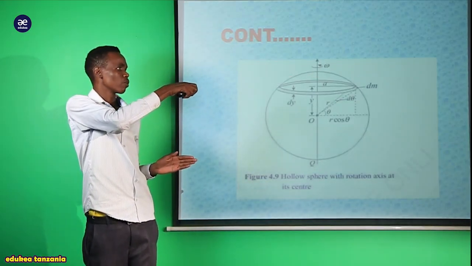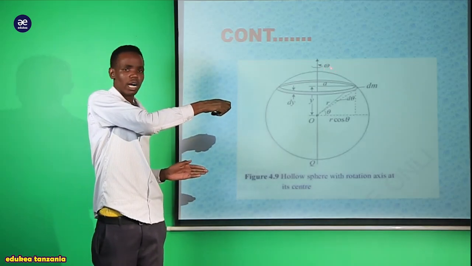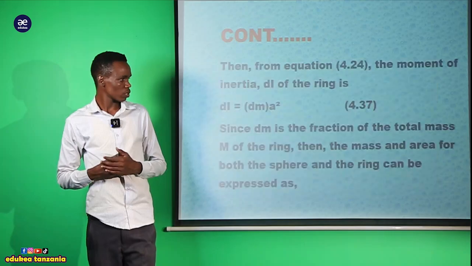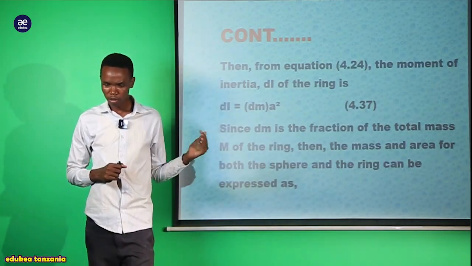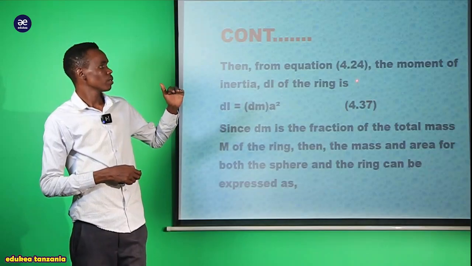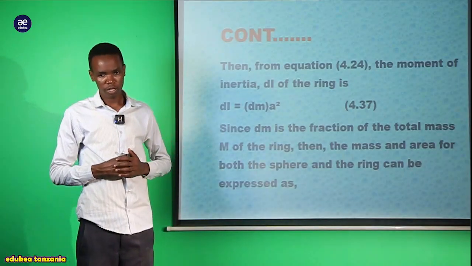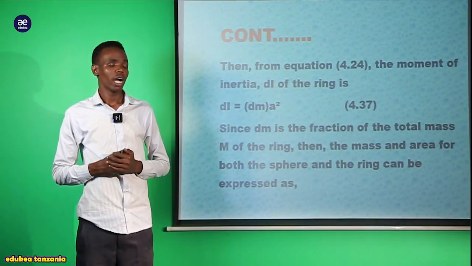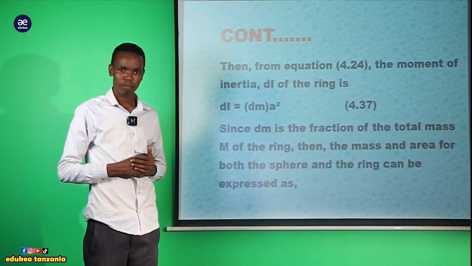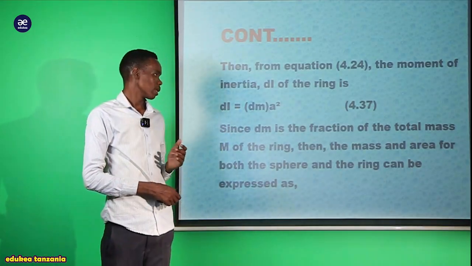Now this hollow sphere rotates perpendicular on an axis Q, and as we see it rotates in a clockwise moment, as we observe from the direction of this angular velocity here. Now after this, my dear students, what are we supposed to do from our figure? From equation number 4.24, let us recall equation number 24 from our first topic. The moment of inertia dI of the ring is given by this one.